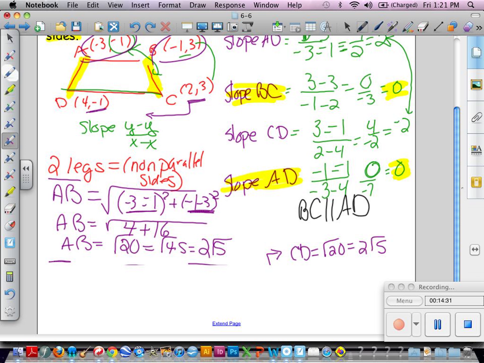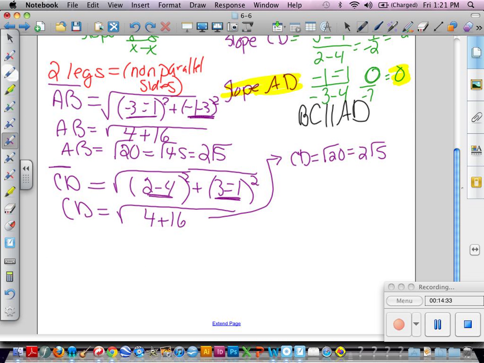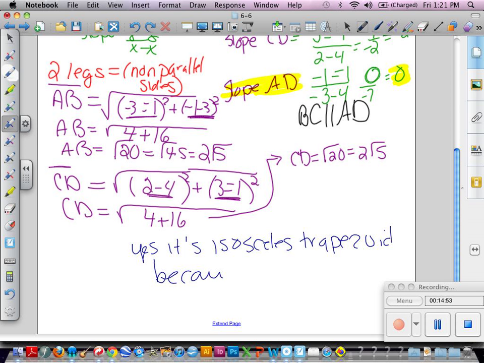All right, so what am I going to write here at the end? I've got to explain, right? I've got to show this. So I found out here, yes, it's an isosceles trapezoid, because BC is parallel to AD.